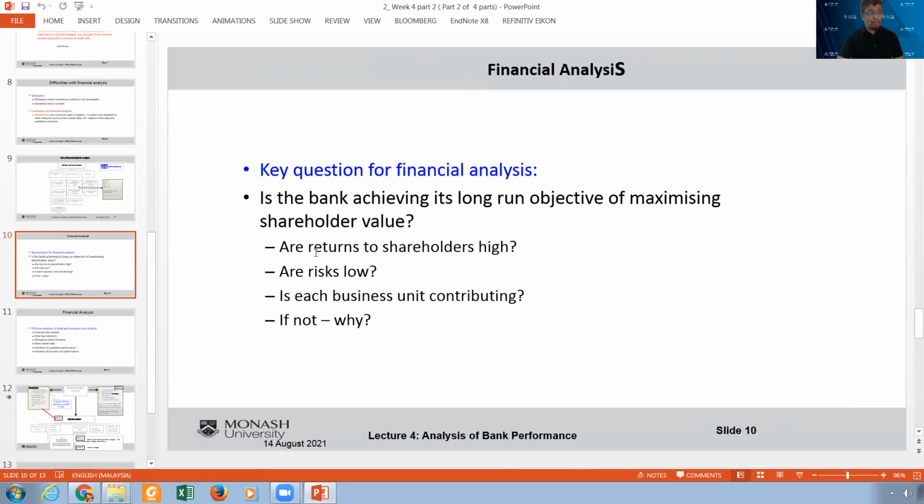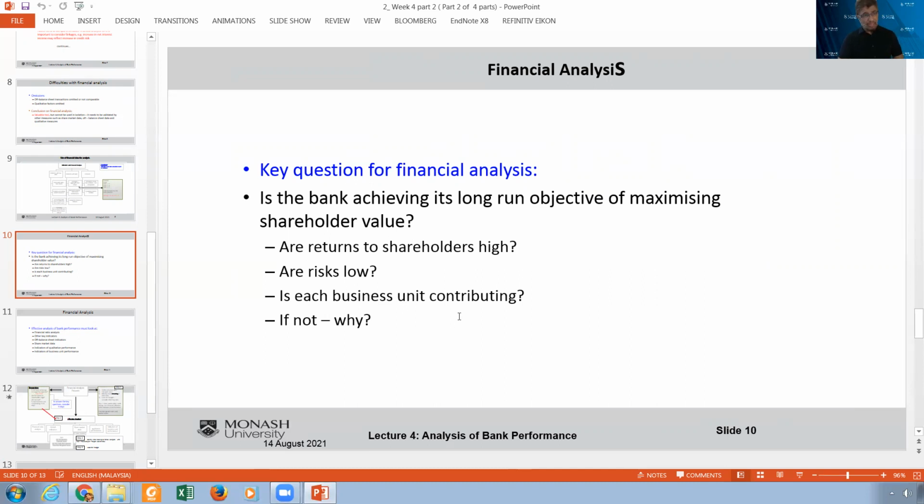The second question, if we break it down, are we asking: are the returns to shareholders high? What about the risk, is it low? How about the contribution of each business unit in the organization or the bank? If profit is coming only, for example, from trading, and we don't do well in the loan part or the banking book, or most of our money is coming from the trading book, this also gives us some questions, and we have to understand why this is going.